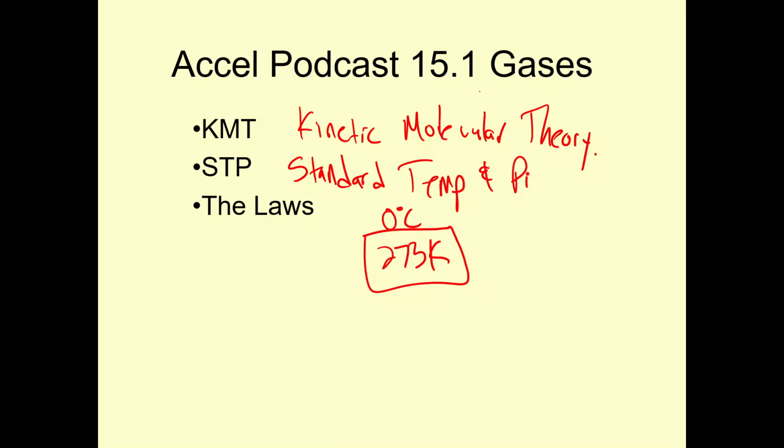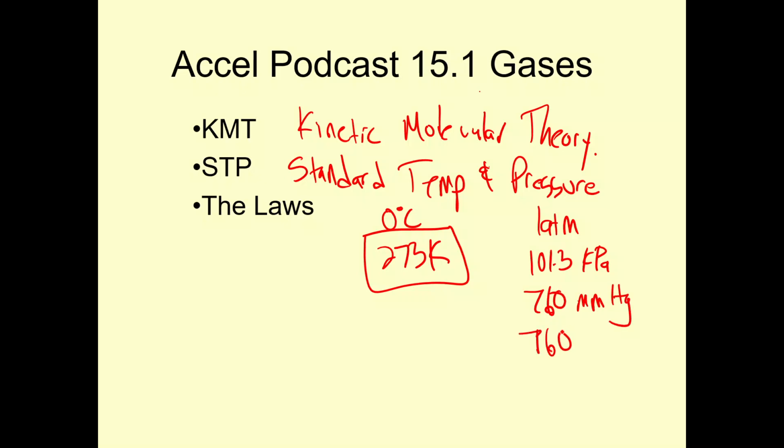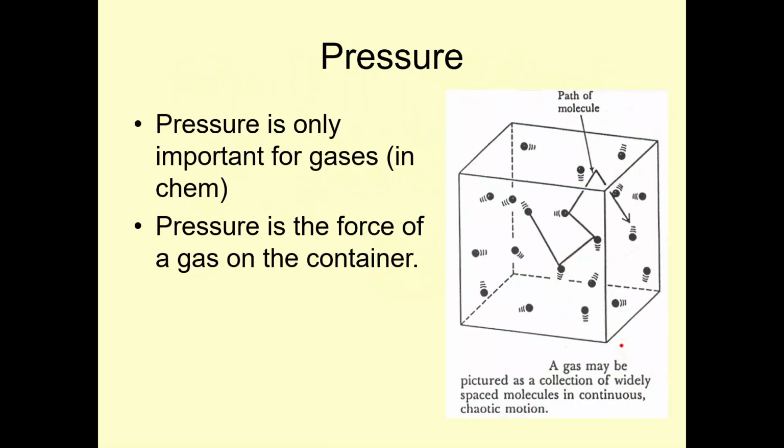And pressure. And that pressure is going to be 1 atmosphere, which equals 101.3 kilopascals, which equals 760 millimeters of Hg, which equals 760 torr. So those are the units, those are our reference points to do it. So let's go ahead and check the next one.